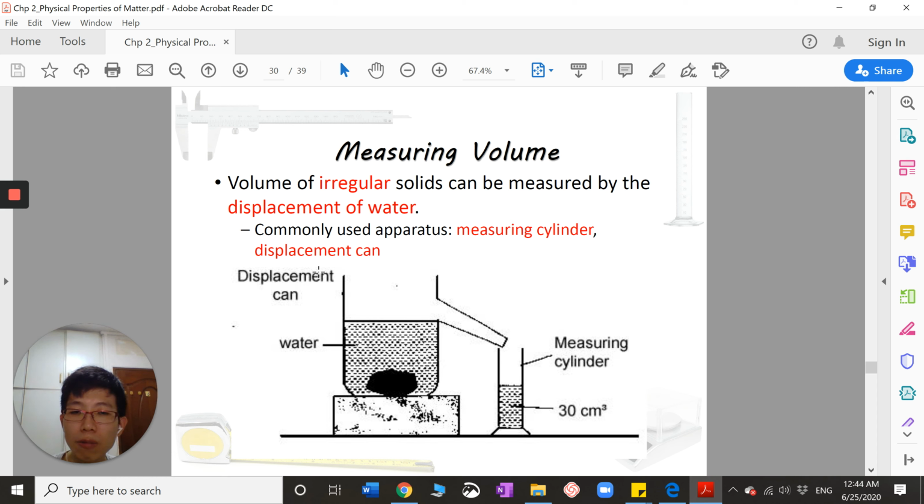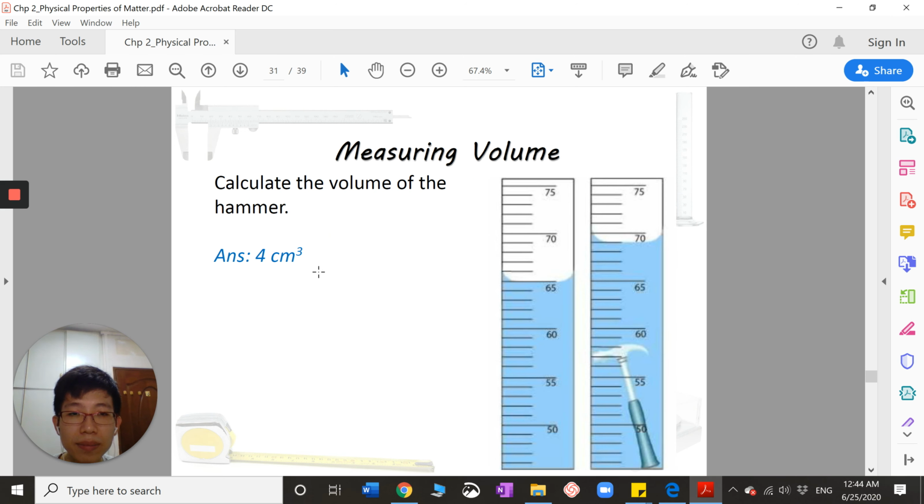So normally we measure the initial volume without the object inside, then we add the object inside, and after that we measure the new volume. The difference in the volume will tell us the volume of that object. Since the only difference between these two measuring cylinders is that one has a hammer and one doesn't, the difference in volume is contributed by the volume of the hammer. So this is how we measure the volume of irregular solids.